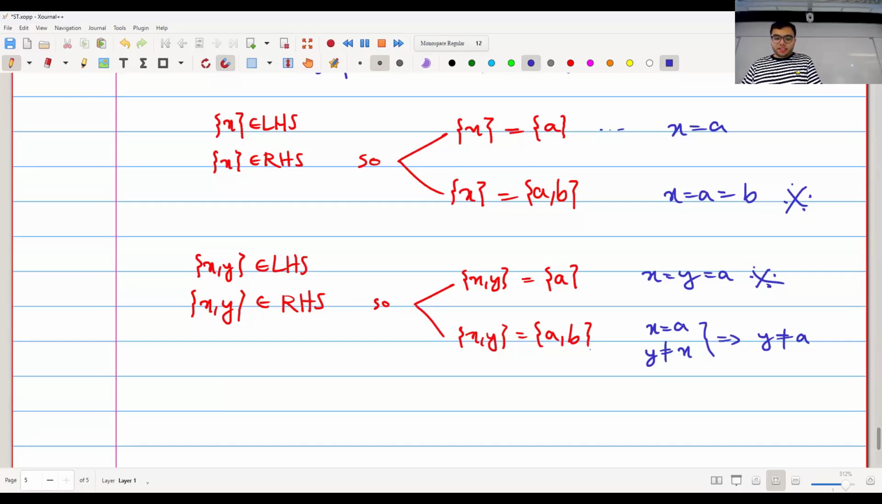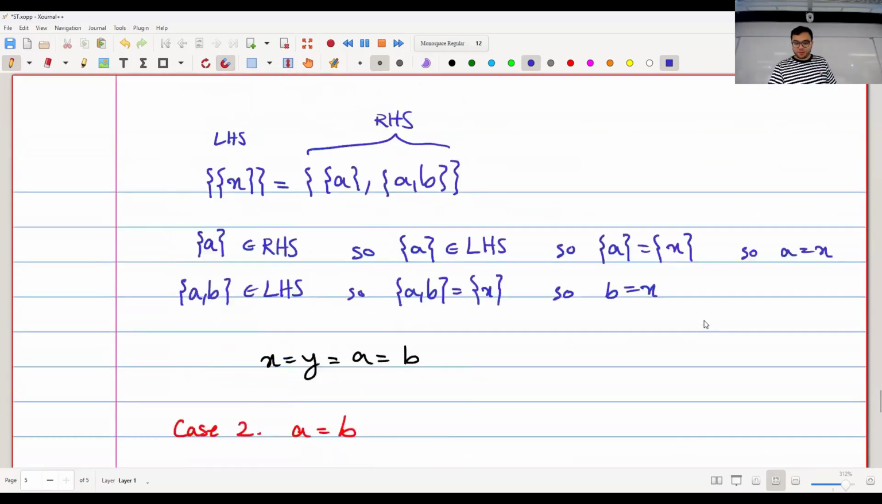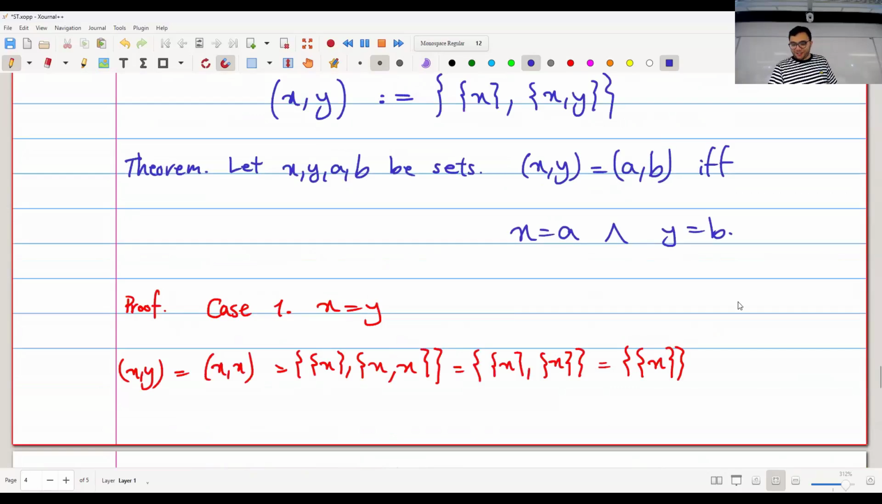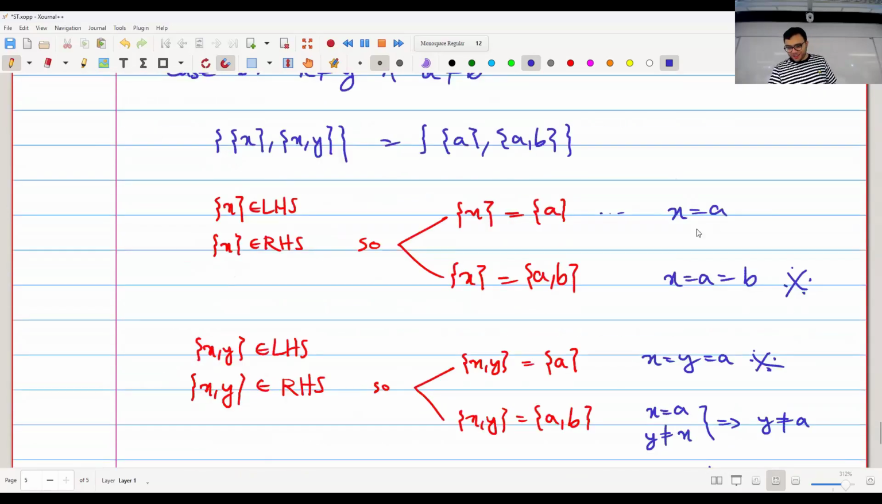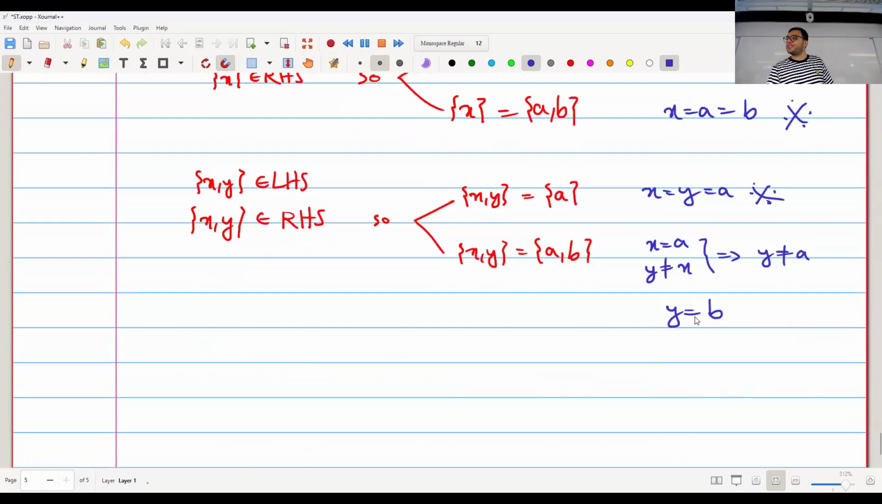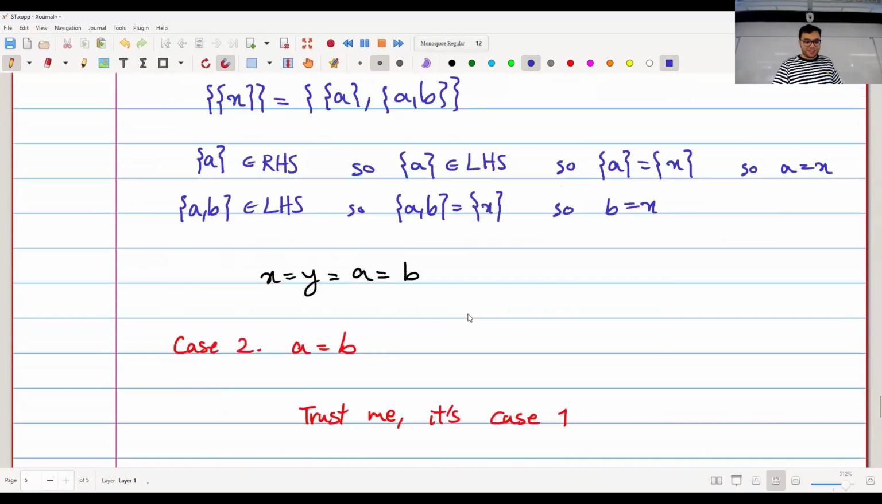Right? But Y is in the left-hand side, so Y has to be in the right-hand side. So Y is either A or B, but Y cannot be A, so Y is B. Okay, and this is again what I wanted to prove. Remember, I wanted to prove X is equal to A and Y is equal to B. I got X is equal to A here, and then I got Y is equal to B. Okay, yeah, as you see, things are not easy.